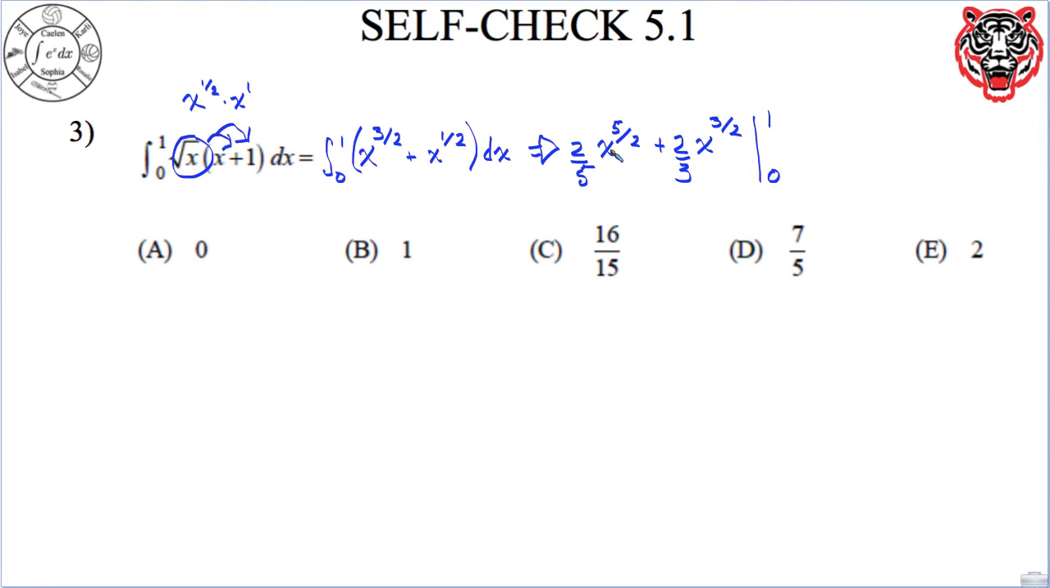When I plug in 1, it's going to be 1 to the 5/2 is 1, and this is 1 there. So it's really just adding the fractions, 2/5 plus 2/3. I need like denominators, and there's no unsimplified answer down here. That's going to become, multiply that by 5 and that one by 3. So it's going to be 6 over 15 plus 10 over 15, and 16 over 15 is the answer. The answer is C.